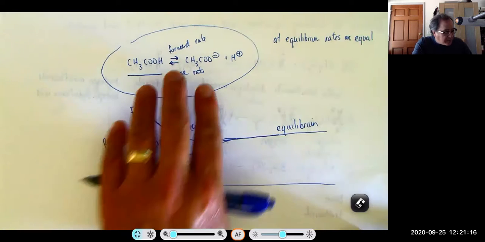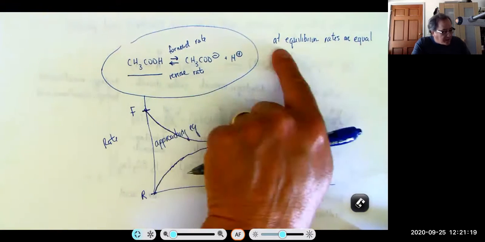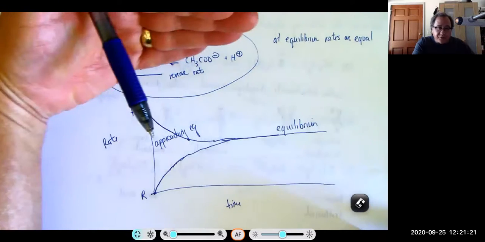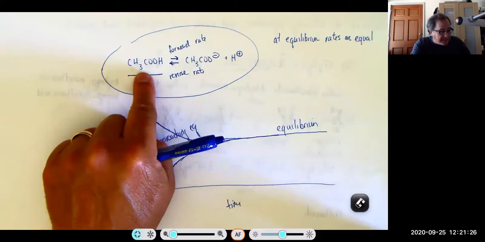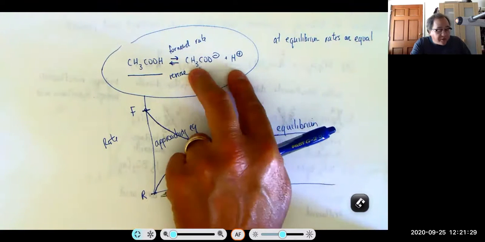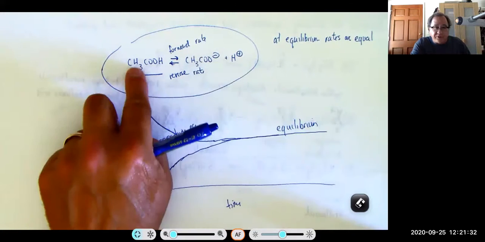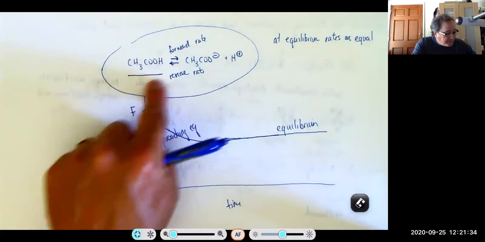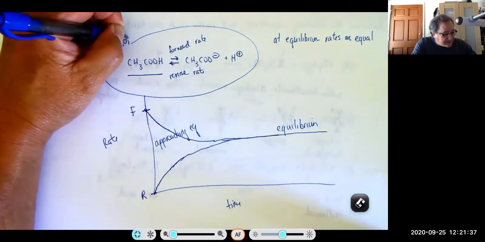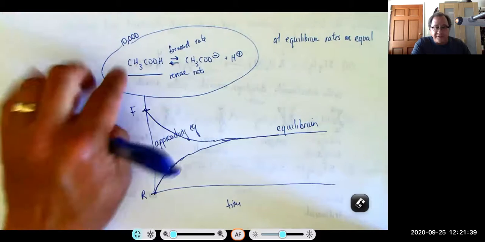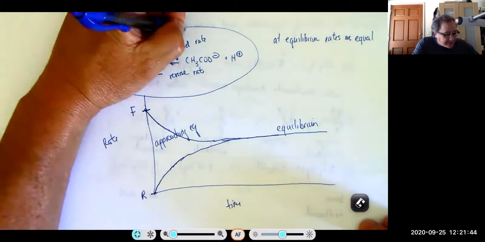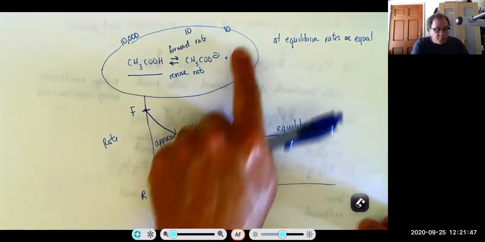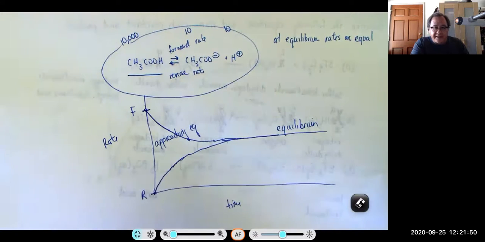Now, when you have an equilibrium, the rates are equal. That means the forward rate equals the reverse rate. So if one of these reacted every second and made these two things, two of these would react every second and make one of those. So imagine if you had 10,000 of these and one of them came apart every second. And imagine you had 10 of these and 10 of these, and one of each of those came together every second. That would be an equal rate.